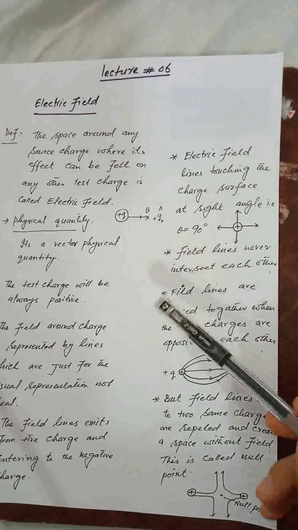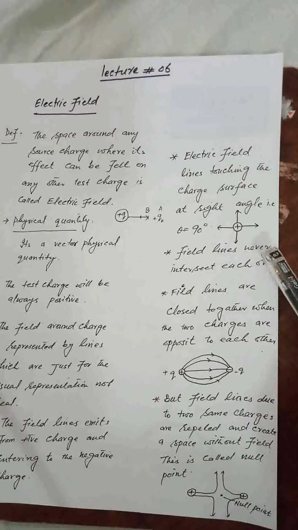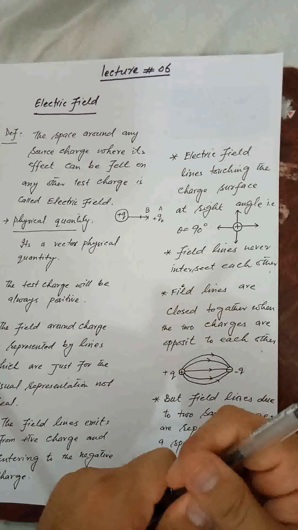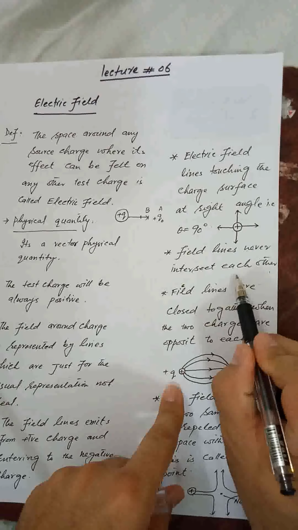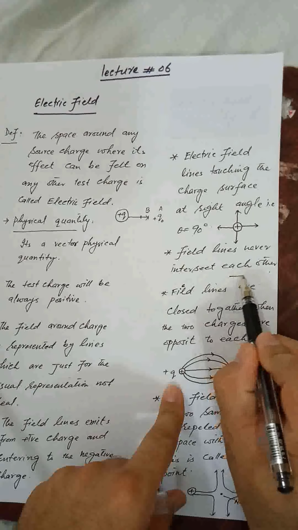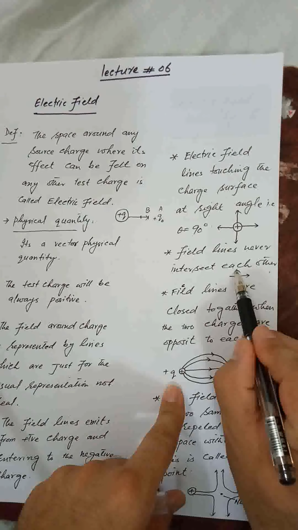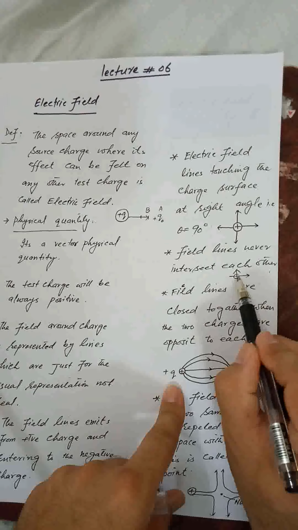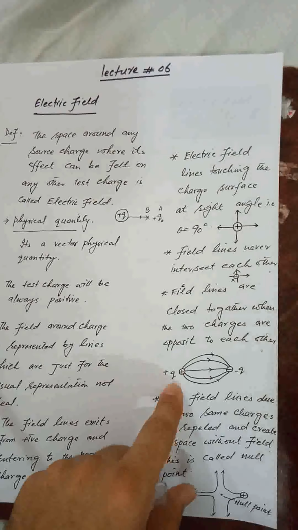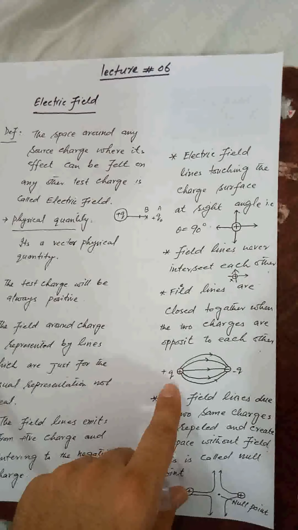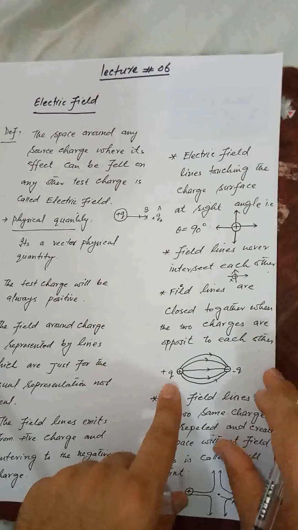Second one, field lines never intersect each other, meaning that if one field line is, for example, like this, then a second field line can never exist like this. This is called intersection. So there is no intersection occurring in the electric field lines.